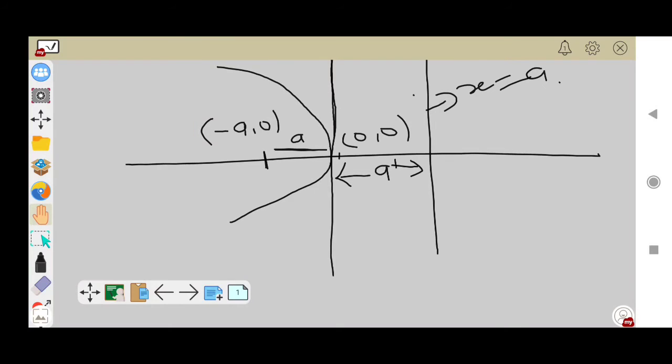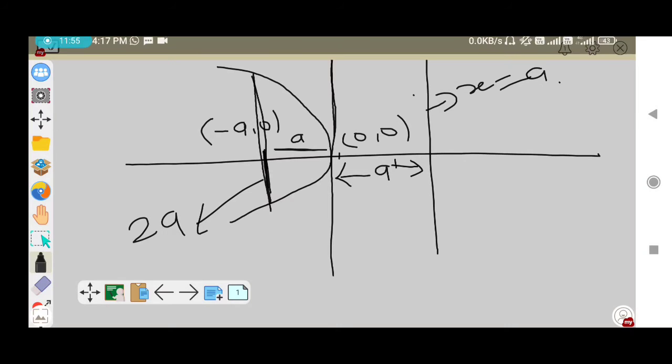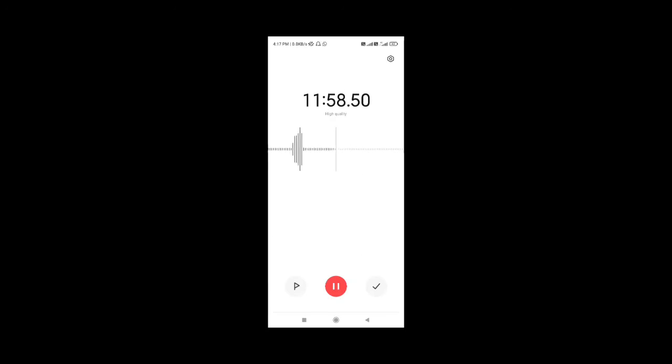Length of latus rectum. This is latus rectum. What will be this length? Length of latus rectum. This will be 2a. So where we were? Yes, this is length of latus rectum, and it will be written as 2a. Length of latus rectum L is equal to 2a.